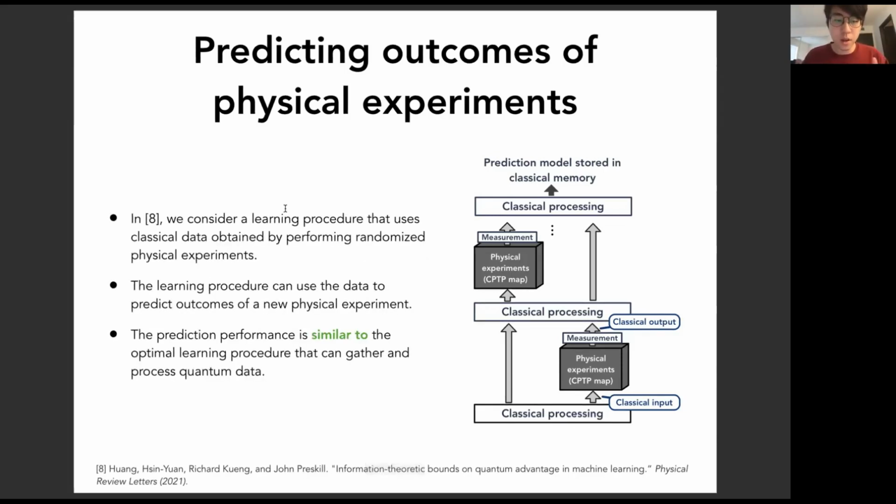What we show in this paper is that we consider a learning procedure that also just performs some randomized physical experiments to gather classical data. And then we have this learning procedure that uses the classical data to predict outcomes of new physical experiments. Furthermore, we showed that the prediction performance is actually similar to the optimal quantum machine learning procedure that can gather and process quantum data.